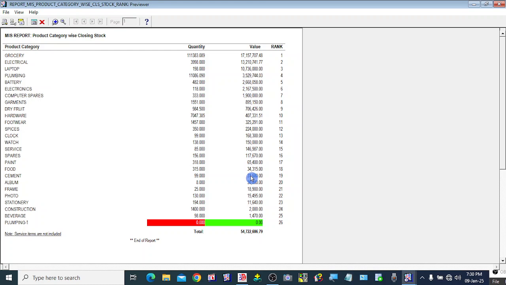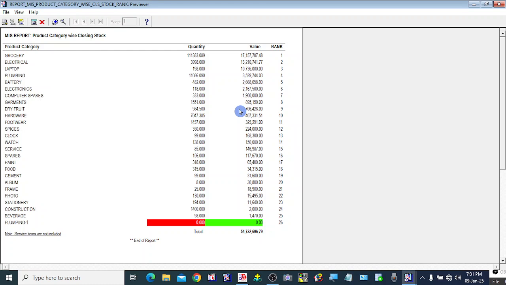In which category more quantity is lying as stock as well as value, that information we can see in this report. So we can very easily identify in which category I have invested more cash, or in which category more dead stock is lying. Such information we can easily compare with the help of this category wise closing stock report.